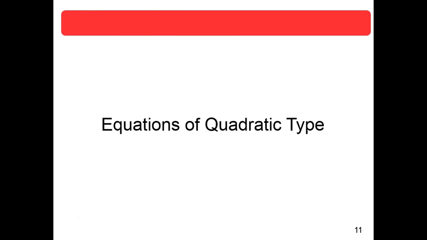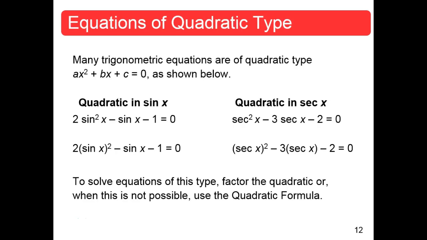Equations of the quadratic type, as if that last one didn't have a quadratic in it. But now many trigonometric equations are of the quadratic type, and they'll look a lot like this. Ax squared plus bx plus c is equal to 0. That's your standard form for a quadratic equation. And how would you go about solving that? Factor if you can, and if you can't, quadratic formula. Yeah. So, same thing if you have trig functions in here squared.